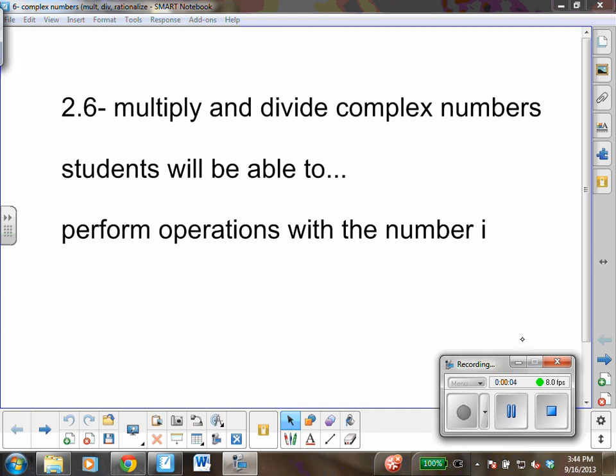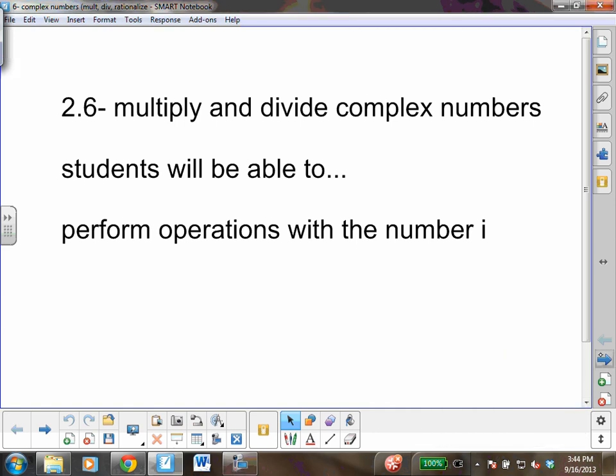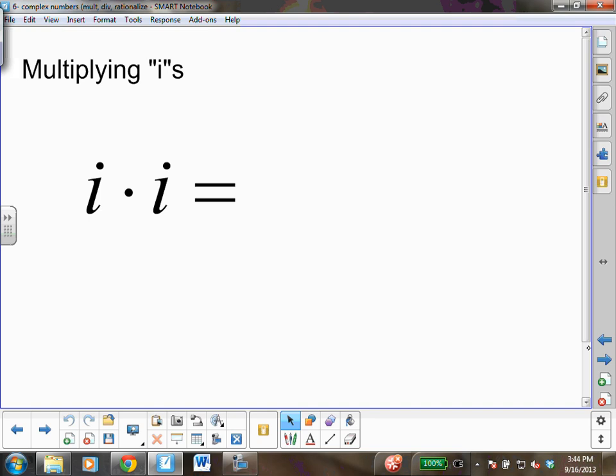All right, today we're going to be multiplying and dividing complex numbers. We will be able to perform the operations with the number i. First, remember that i is the square root of negative 1.